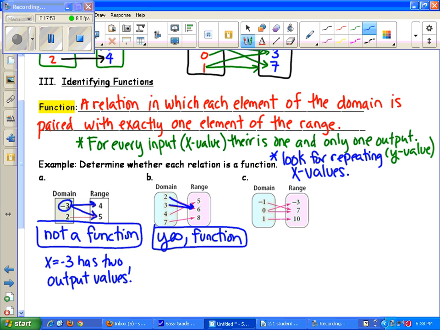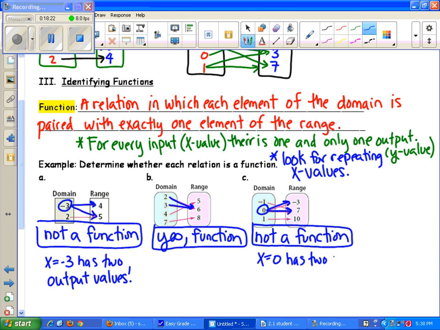And for C, notice that 1 goes to 7, 0 goes to -3, 0 goes to 7, and then 1 goes to 10. Because of this number right here going to -3 and 7, this is not a function. And again, why is that? Because x equals 0 has 2 output values. So it goes to -3 and to 7.